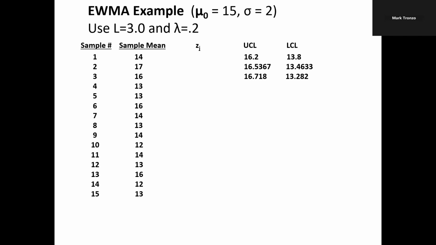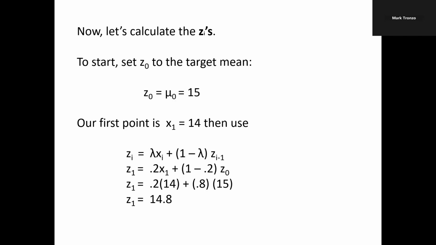But let's go back to calculating some z's. As we said before, our target value is going to be 15, and that's going to be our starting value for z naught. Z naught is going to be 15.